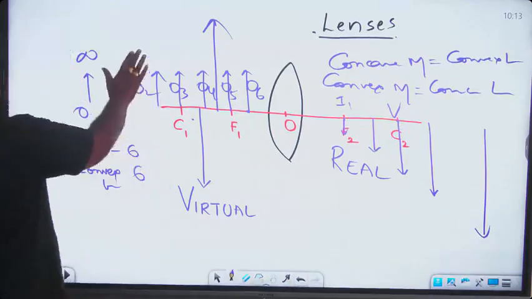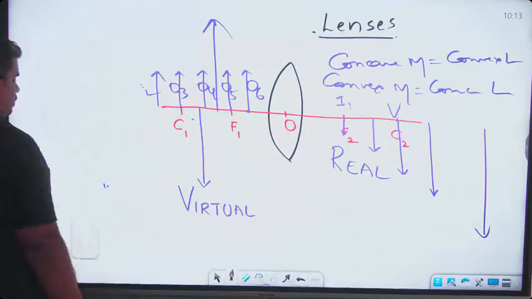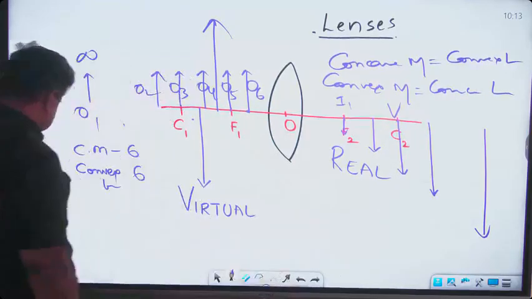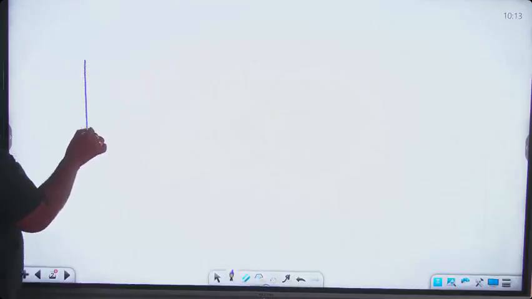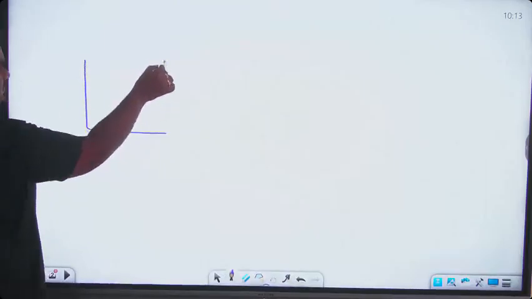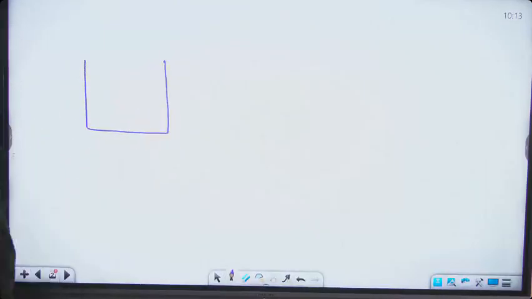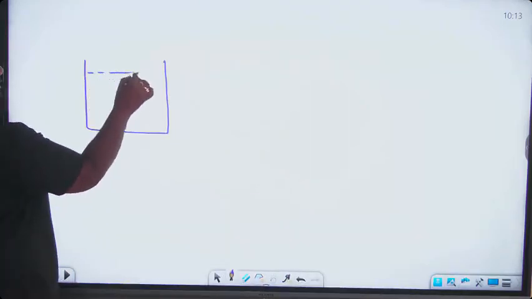Now coming to the question, where these particular concave or convex lenses are used. Right. Now before we go into that, suppose that you talk about the case of any particular beaker. This is a previous question. Now in this particular beaker, we have got some liquid here.